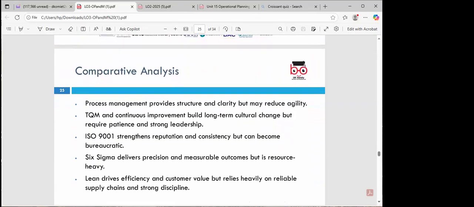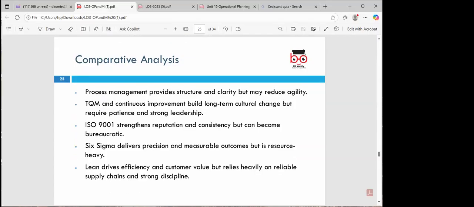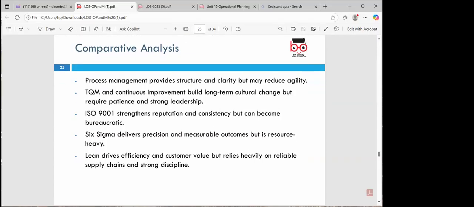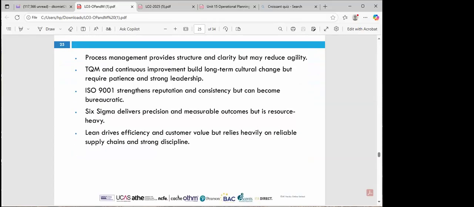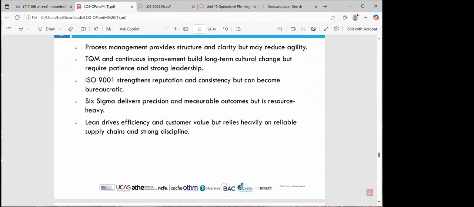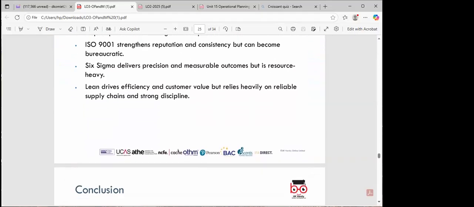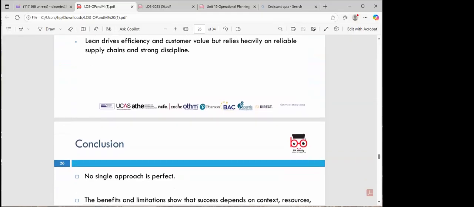Comparative analysis. Comparative, to compare. Process management provides structure and clarity, but may reduce agility. TQM and continuous improvement build long-term cultural change, but require patience and strong leadership. ISO 9001 strengthens reputation and consistency, but can become bureaucratic. Six Sigma delivers precision and measurable outcomes, but can be very resource-intensive and very expensive. Lean drives efficiency and customer value, but relies heavily on a reliable supply chain and strong examples.